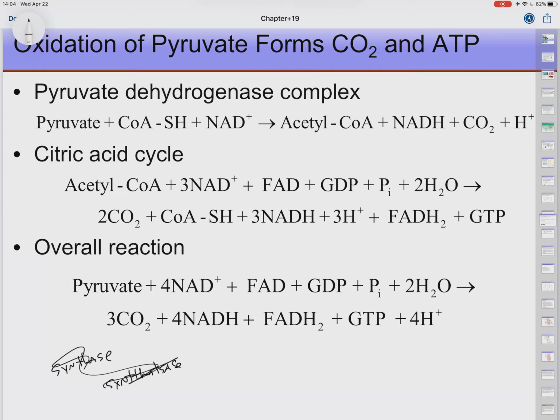Covalent bond between two groups without the use of ATP. Of course, the hydrolysis of that thioester is what paid for it, but that's a synthase. An enzyme that'll do that is called a synthase. One that requires ATP is called a synthetase.